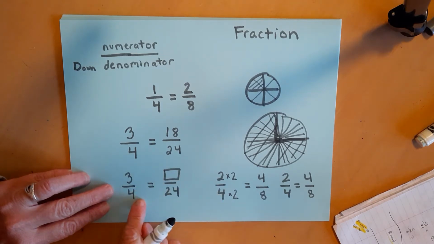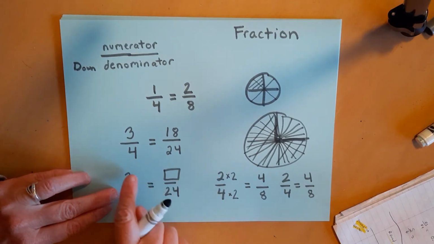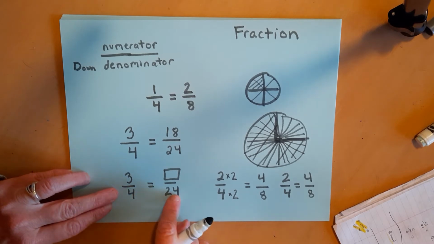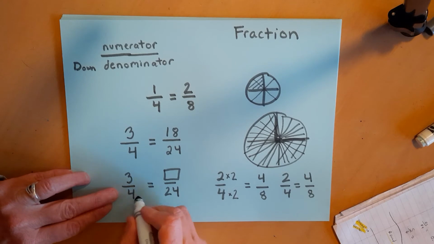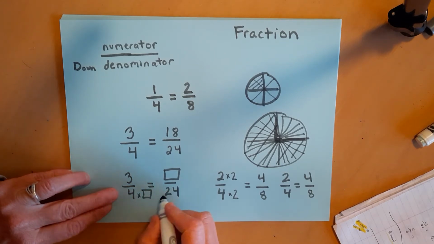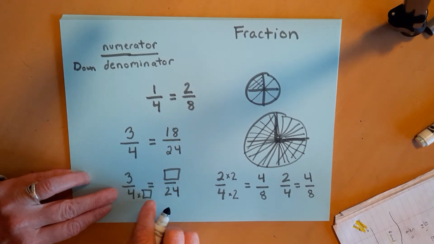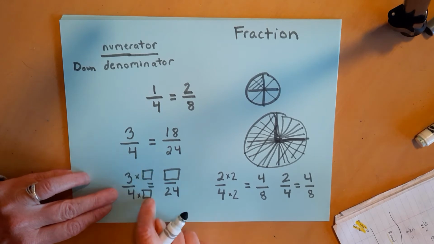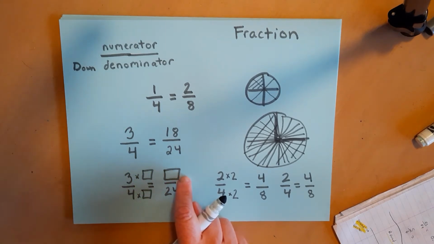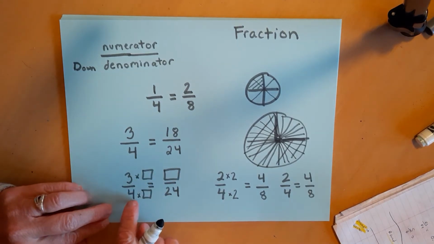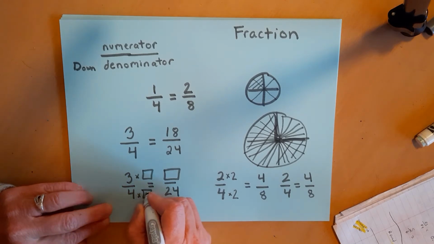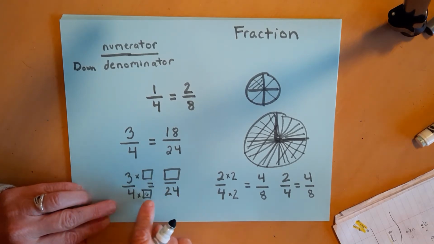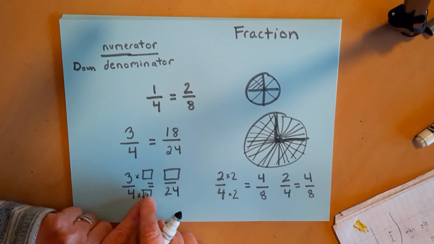So if they're asking you to find a fraction that equals 3/4 that has the denominator of 24, you need to figure out what 4 was multiplied by that gave the answer 24. Once you figure that out, you want to multiply the numerator by that same number, and that will give you your answer. So when you look down here, you can see that 4 times 6 equals 24. So the denominator was multiplied by 6.